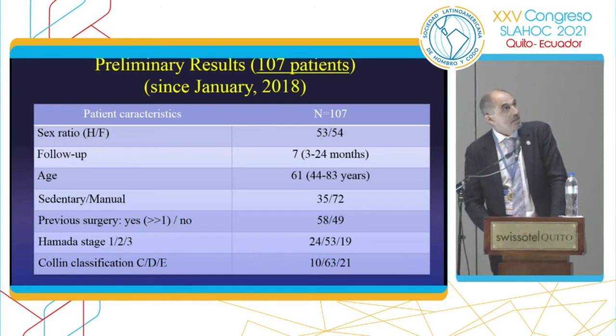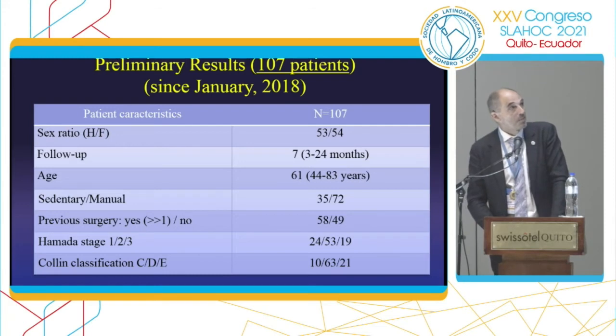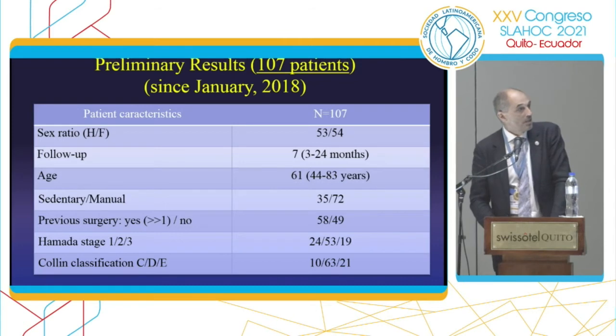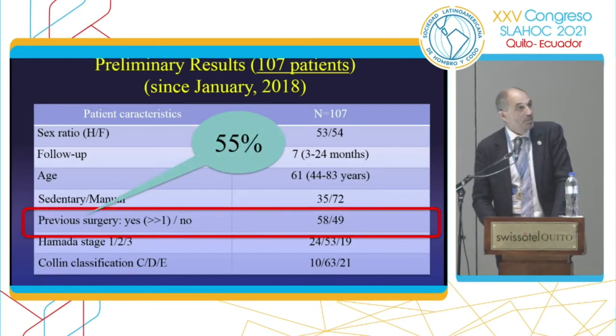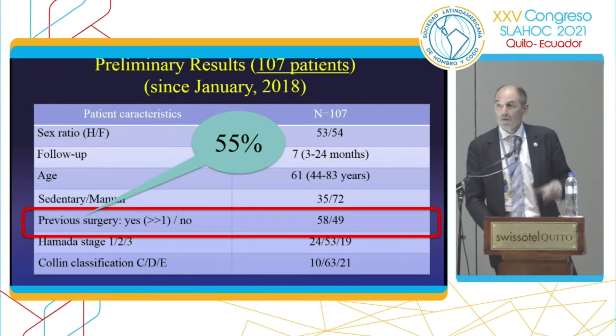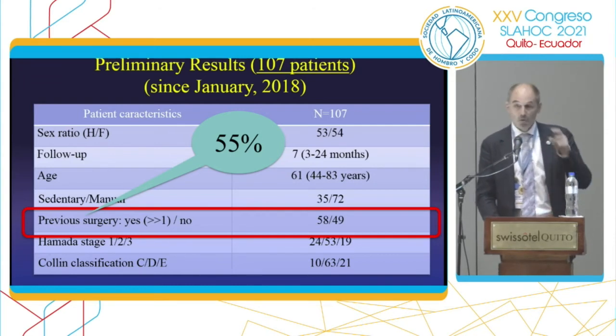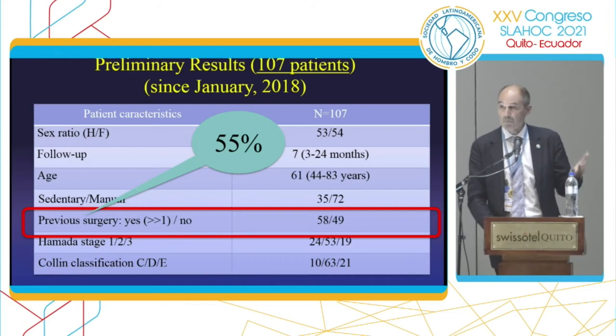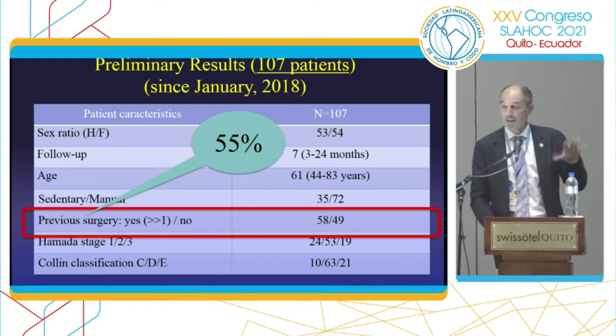This is my experience of full arthroscopic combined double transfer since January 2018, 3 years ago. I've made 107 procedures. You can see my follow-up. And this is very important: 55% of my patients had been operated on previously. So they had no biceps, and they had a partial repair with a retear. They still have some pain, and I think it's a good indication for lat dorsi.